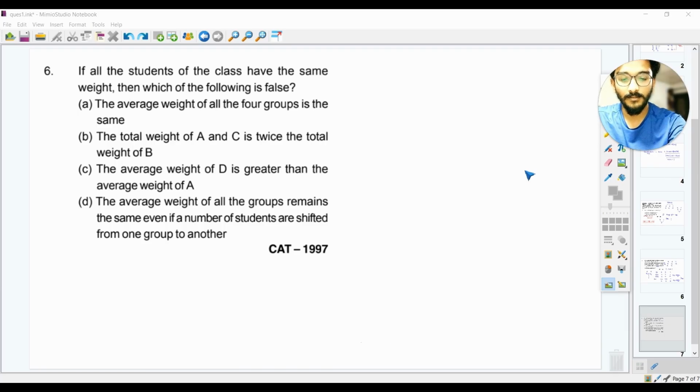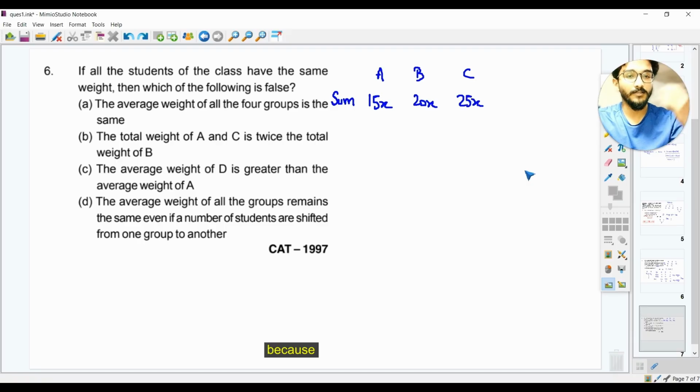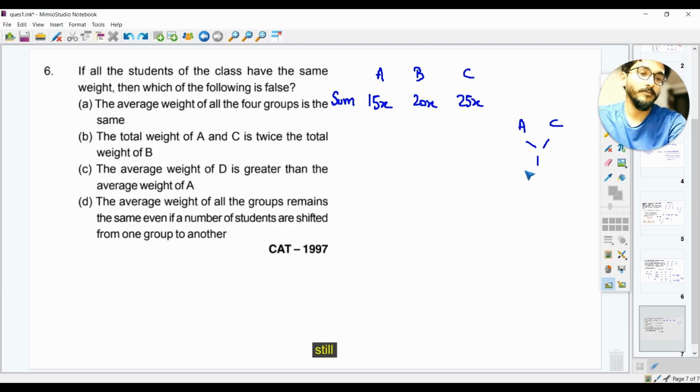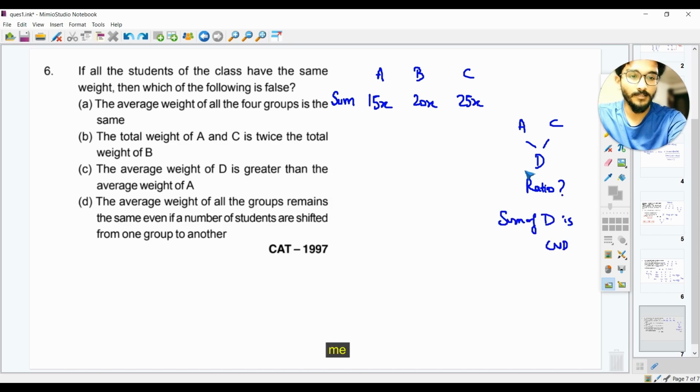So I can now say that there is a relation between them. For sections A, B, C, the sum of all the weights is 15x, 20x, and 25x respectively, because it is now given in the question. What about D? We do not know still, because we do not know about the ratio. So it is again not possible to calculate the value for D. So the sum of D is not defined for me still.